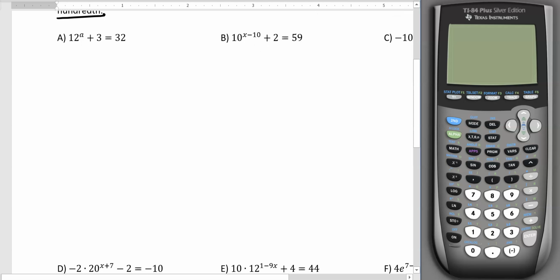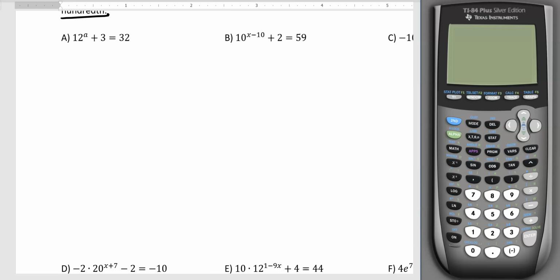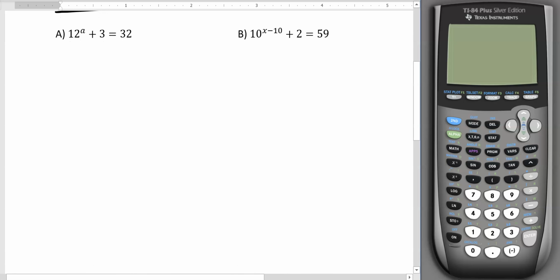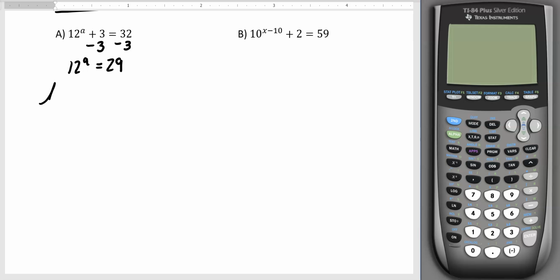A says 12 to the A plus 3 equals 32. I'm going to start by subtracting 3 from both sides. When I do that, I get 12 to the A equals 29. From here, I can rewrite this as a logarithm, so I'll say log base 12 of 29 equals A. So that's my solution: A equals log base 12 of 29.